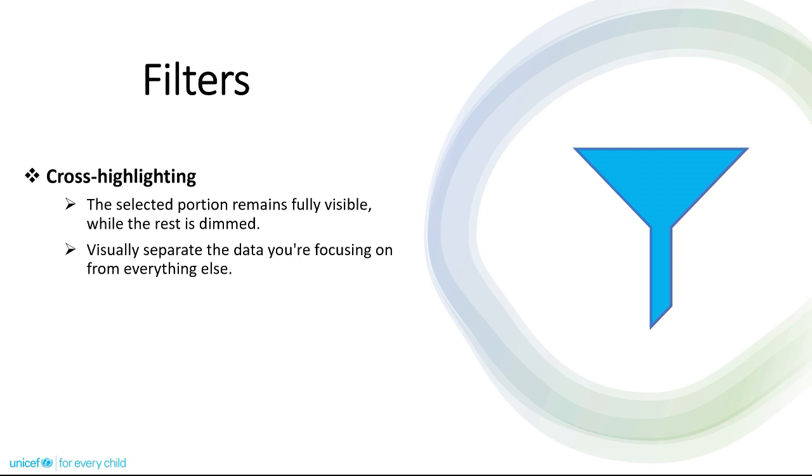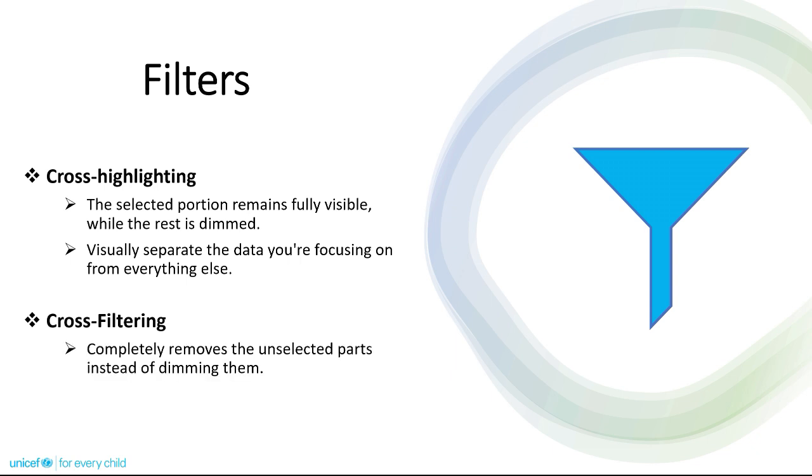There is also another option called cross-filtering, which completely removes the unselected parts instead of dimming them. But in this dashboard, since we already have slicers for more precise filtering, I have chosen to enable cross-highlighting. This way, users can keep the full context and easily compare data points side by side.